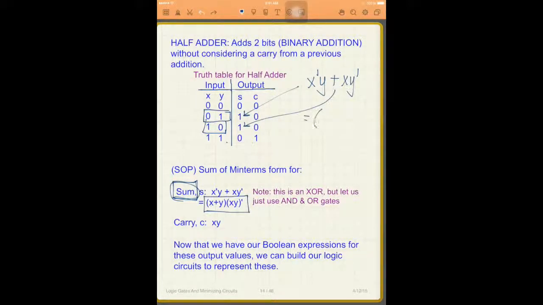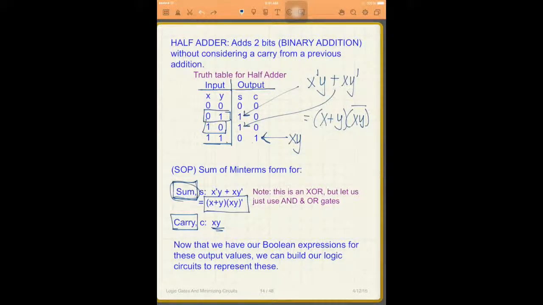So this is equivalent to x plus y and x, y complement. And you have to do 1 for the carry as well. If you notice, the carry will just end up being x, y, because you just have 1, 1 right here, and they're both 1s. So the sum of products form, the sum of minterms, would just be x, y. And that's for the carry output.